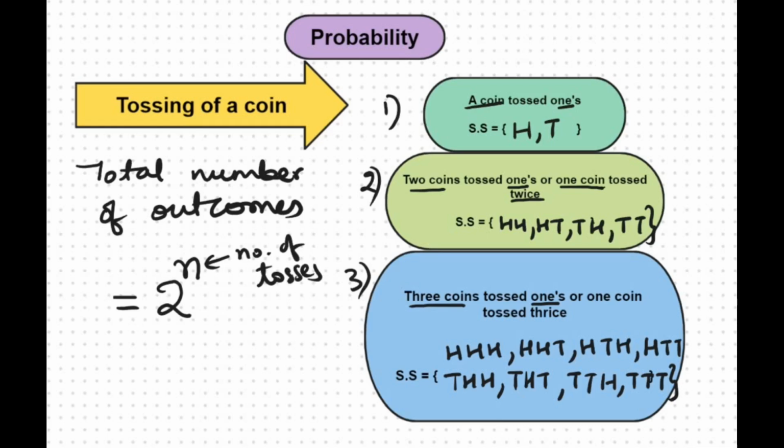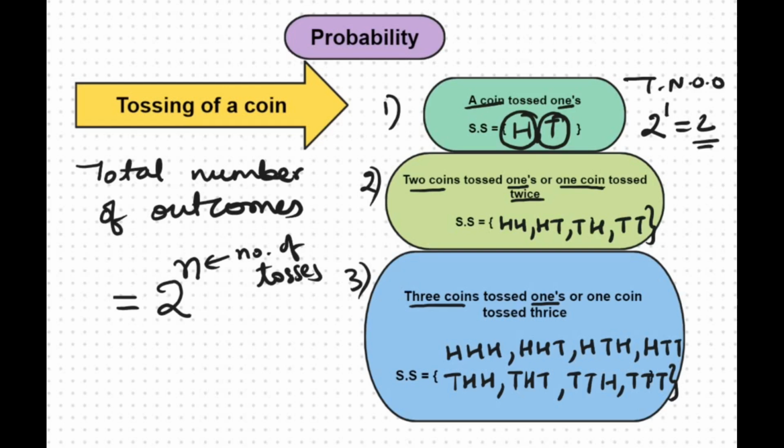Now let's check this formula. In the first case, a single coin is tossed once, so total number of outcomes is 2 to the power number of tosses, that is 1. So here 2. So here sample space has 1 and 2. So 2 number of outcomes.